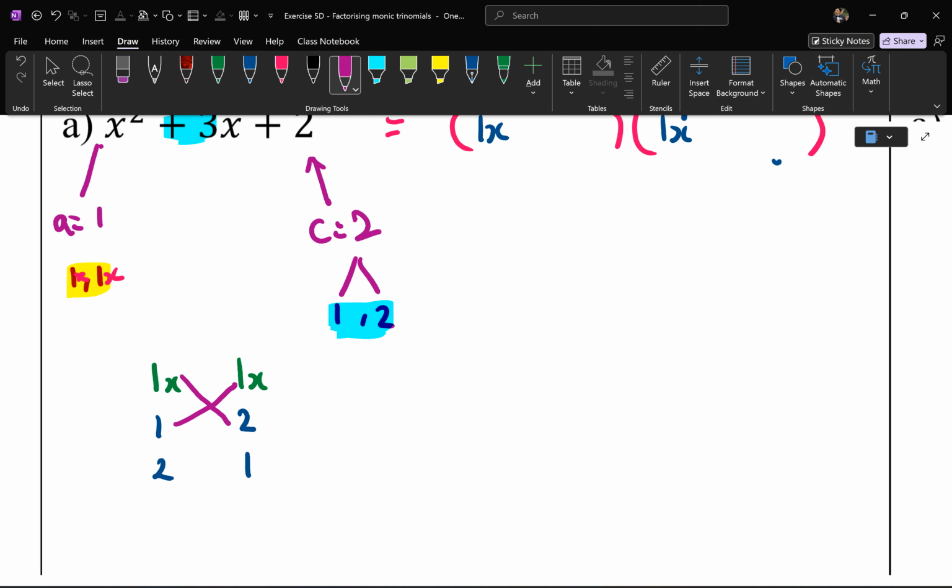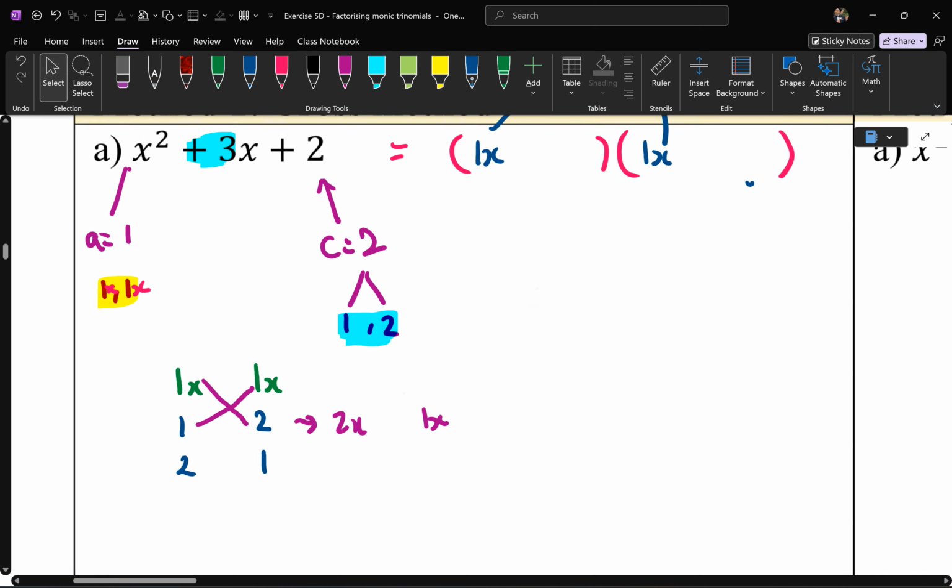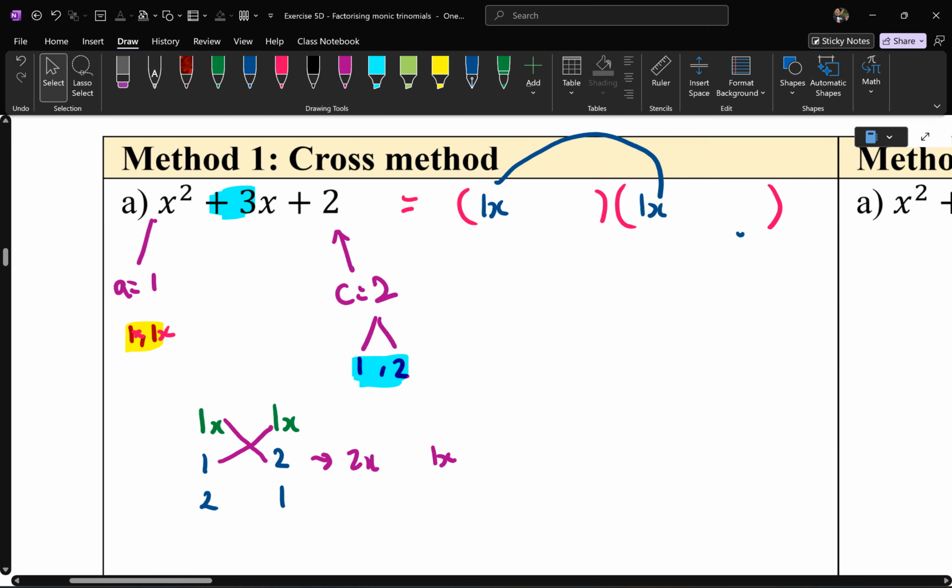So let's say I paired the 1x with the 2. Now you ask yourself, if I paired 1x with a 2, I'm going to multiply 1x by the 2. 1x times 2 gives you? 2x. Whereas the other one, 1x times 1 gives you 1x. This is where you zoom out a bit and you say, okay, with 2x and 1x, is it possible to get 3x?